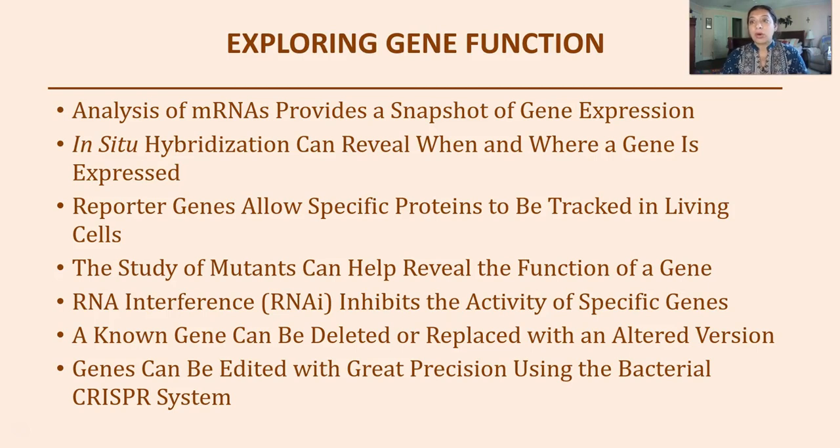Then we can also introduce or delete different mutated versions of the genes to help examine what the gene function is, how it affects it. One of the ways that we can do that is through RNA interference, which inhibits the activity of a specific gene. We can also delete or replace them entirely with altered versions, deleted versions with known mutations, using the CRISPR system, both at a cellular or organismal level. Genes are edited and examined with great precision using the newer CRISPR Cas9 system. That's the one that is coming out to be the new gold standard for these things.